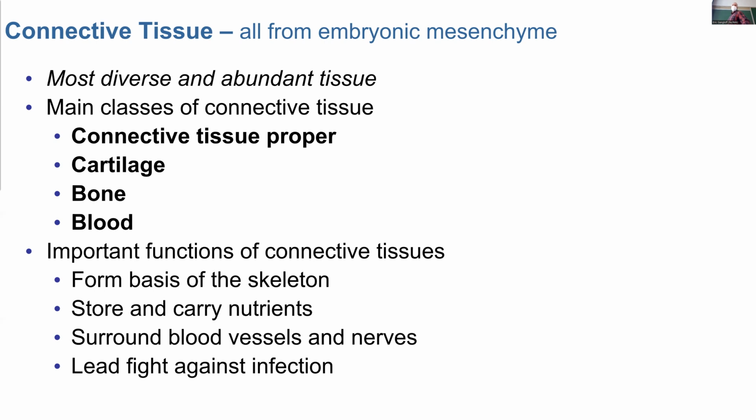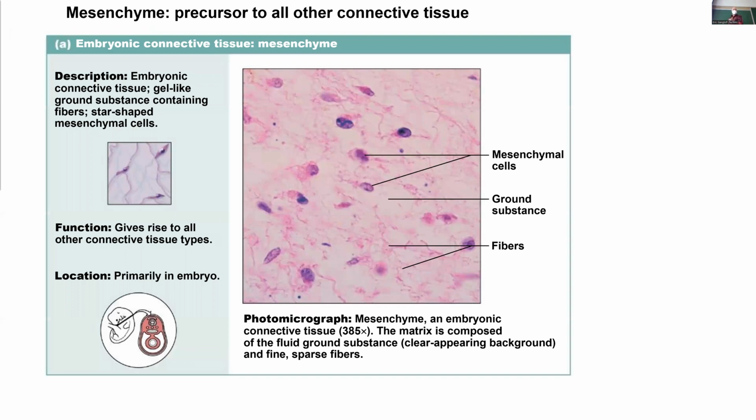But first, I want to go back to this mesenchyme. Mesenchyme is this type of tissue that develops very, very early in development in the embryonic phase. It's this kind of embryo connective tissue that looks like this. You can see the cells are these guys in dark purple, and then they're surrounded by what's called ground substance. This just refers to the molecules and structures that are in between these cells.